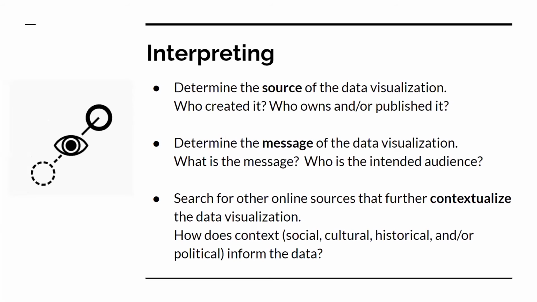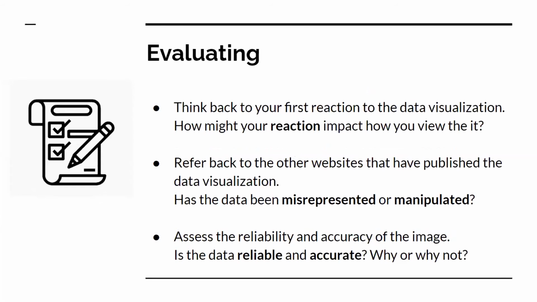The next step is interpreting. So who is the source, right? So who created it, and how is that different than who owns the image versus who published it? Thinking about the message. What is the message? Who is the intended audience? And then searching for other online sources that further contextualize the data visualization. So thinking about when was the data visualization created, and what other types of cultural impacts, historical or political information inform the data.